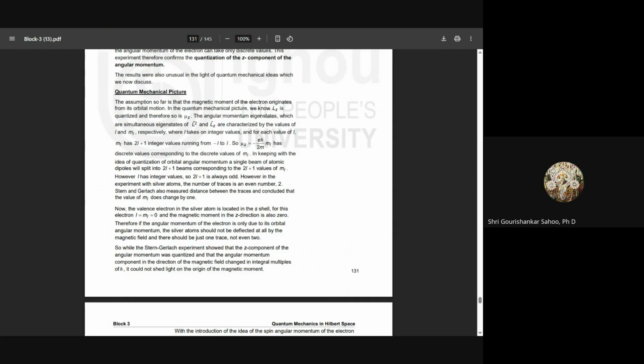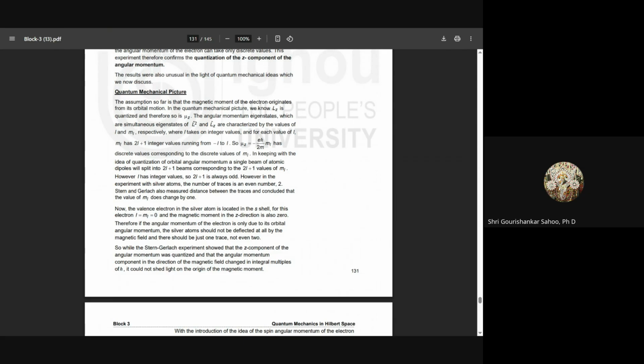However, in the experiment with silver atoms, the number of traces is an even number, that is 2. Stern and Gerlach also measured the distance between the traces and concluded that the value of ml changes by 1. So the valence electron in the silver atom is located in the s orbital. For this electron, L is equal to ml is equal to 0, and the magnetic moment in the z direction is also 0.